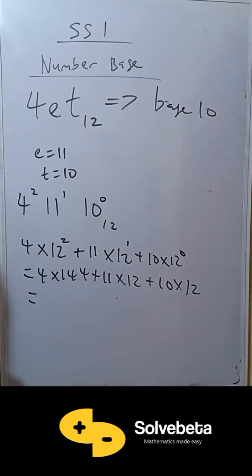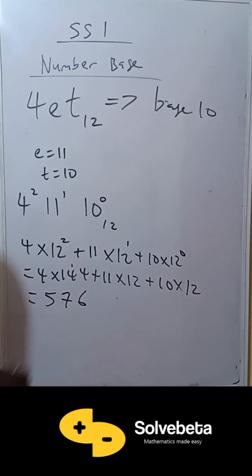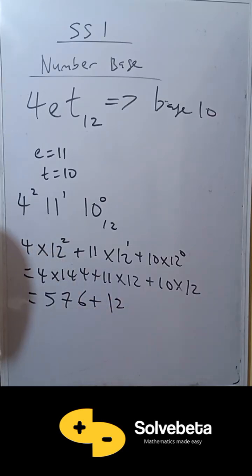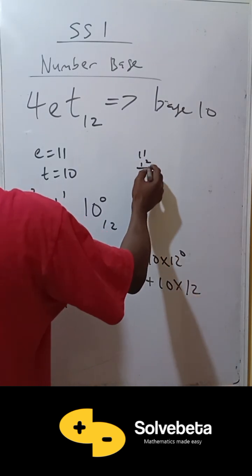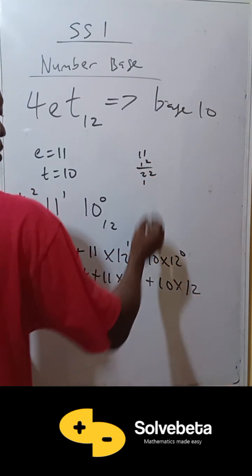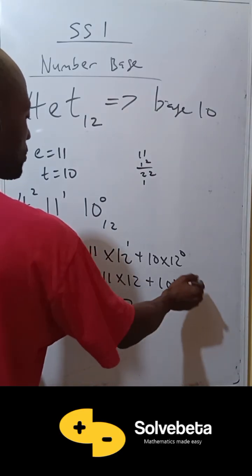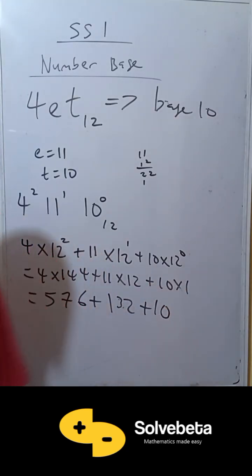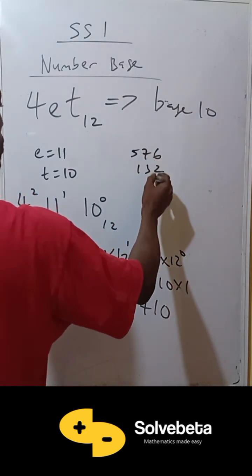So 4 times 144 is 576, plus 11 times 12, which is 132. 10 times 12 raised to the power 0, 12 raised to the power 0 is what? 1. So 10 times 1 is 10. So you have 576 plus 132 plus 10.